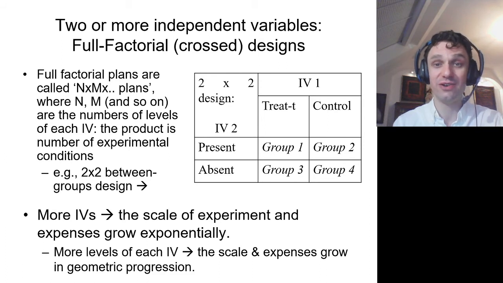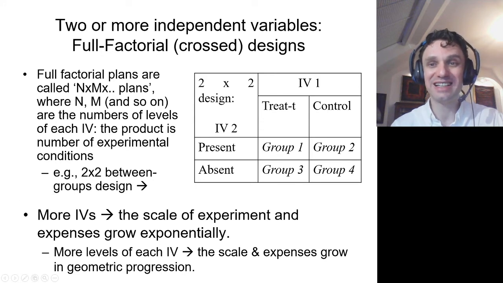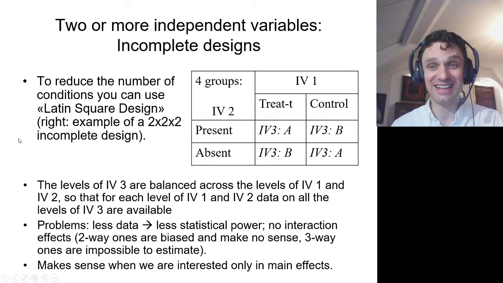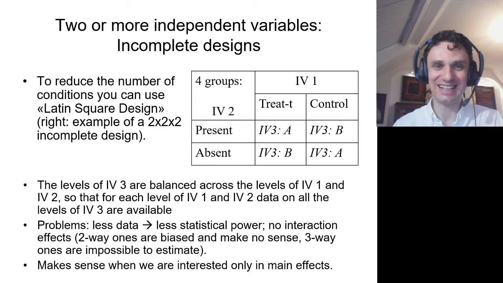So imagine that you have 3 independent variables, each of them with 2 levels. The number of groups is 2 by 2 by 2, which is 8, which is a bit much, but maybe it's still feasible. But if each of these variables has 3 levels, the number of groups is 3 by 3 by 3, 27. Oh my gosh, it's a nightmare to conduct such an experiment. It will take you ages and ages. Your expenses and the time needed to conduct this grow exponentially in geometric progression. So we need some kind of tricky strategy. We need some cunning plan to reduce the number of groups. And this cunning plan is called incomplete designs.